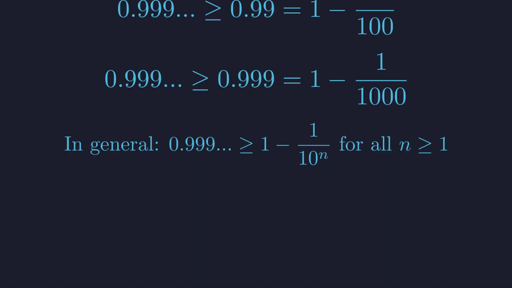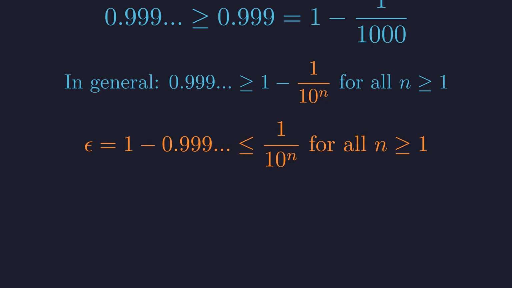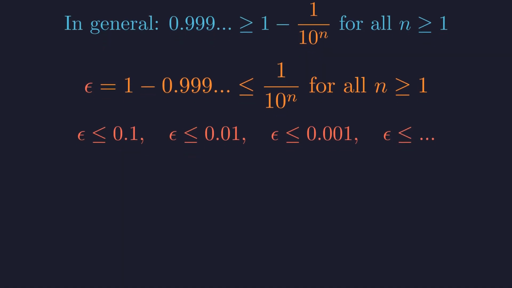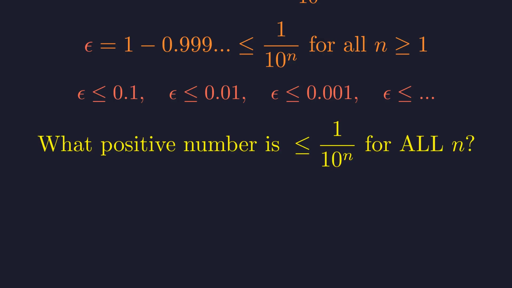This means the difference between 1 and 0.999... is at most 1 over 10 to the n. So epsilon is less than or equal to 1 over 10 to the n for every positive integer n. Think about what this means. Epsilon must be smaller than 1/10, 1/100, 1/1000, and so on forever. Epsilon is at most 0.1, and also at most 0.01, and also at most 0.001, and so on forever. Here's the crucial question. What positive real number is less than or equal to 1 over 10 to the n for all values of n?